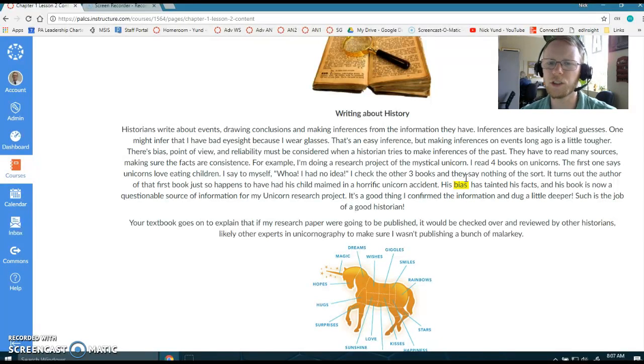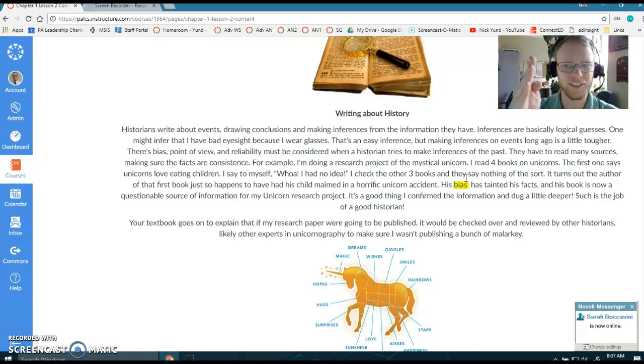For example, I'm doing a research project on the mystical unicorn. I've read 4 books on unicorns. The first one says that unicorns love eating children. I say to myself, whoa, I had no idea, and I checked the other 3 books, and there's nothing of the sort in there. It turns out that the author of the first book I read just so happens to have had his child maimed in a horrific unicorn accident. His bias has tainted the facts, and his book is now a questionable source for my unicorn research project. It's a good thing I confirmed the information and dug a little deeper.